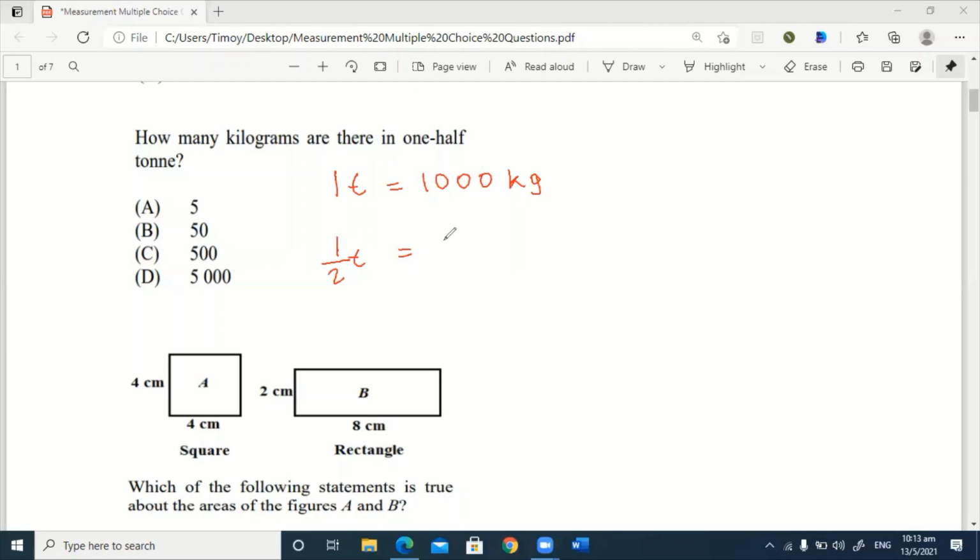So it's going to be 1,000 kg divided by 2. That's what it is equal to. And when you simplify this, all we'll get is just 500 kilograms. So therefore, 1/2 ton is equal to 500 kilograms. So our answer would be C for this one.